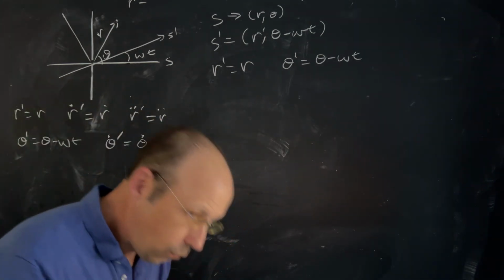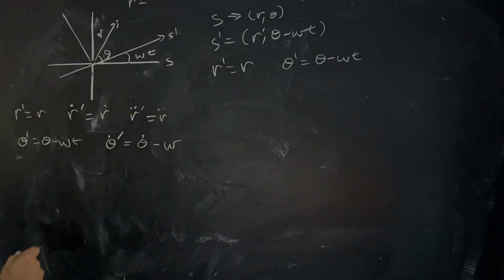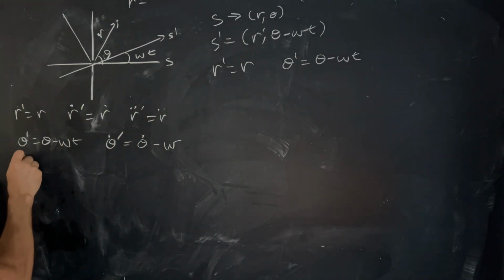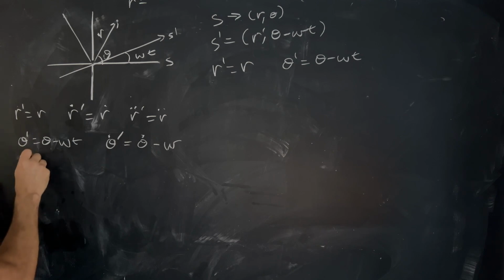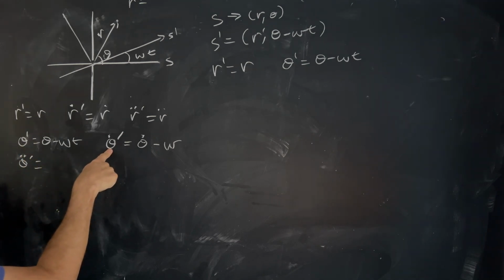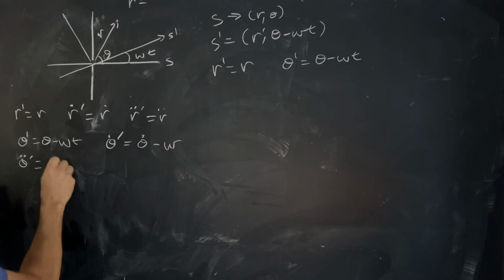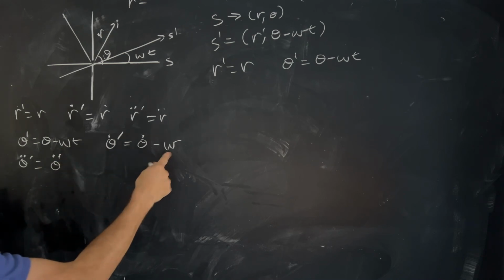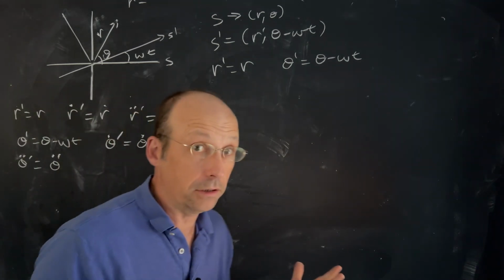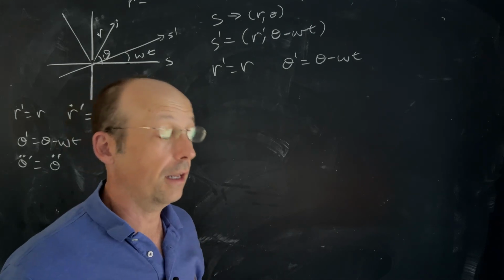I know we're dealing with frames, things get a little crazy. And then finally I can take the second derivative, theta prime double dot, is going to be equal to theta double dot minus the derivative of that, which is 0. So the angular accelerations are the same. My reference frame is rotating at a constant velocity.